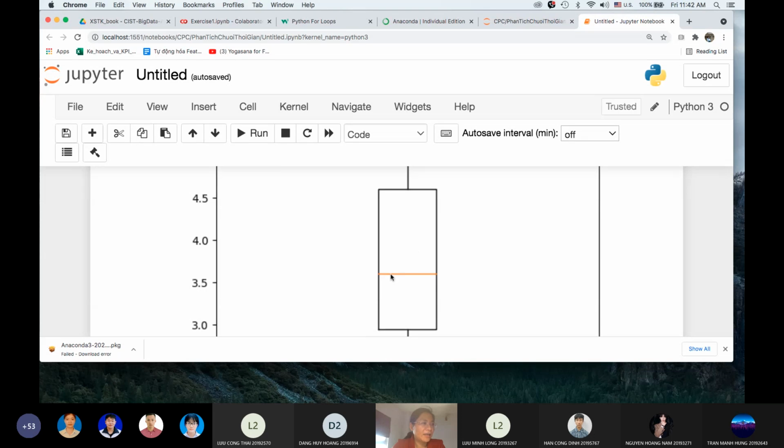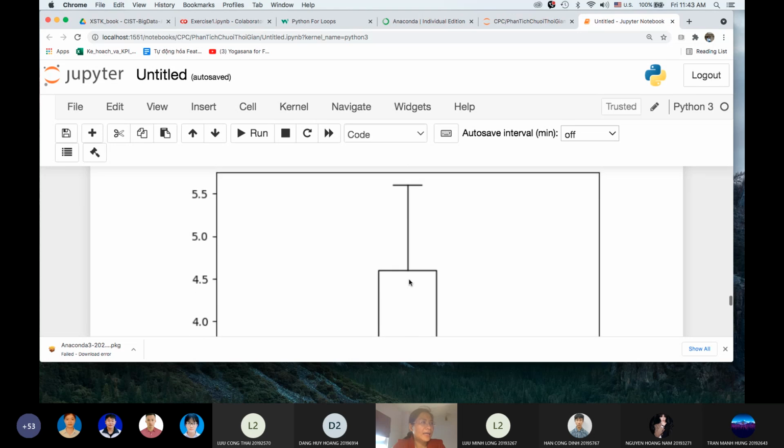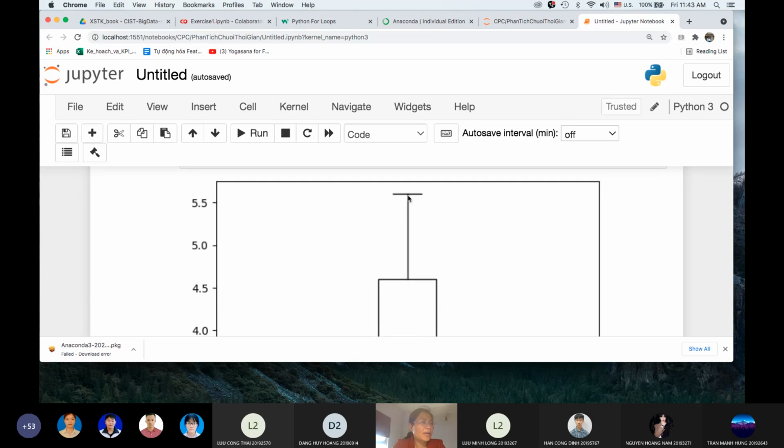And here's the median. Okay, so if the box is long, it means the variance is large. If the box is short, it means that the variance is small. So when we see the box, we can tell whether the sample variance is big or small. And from this point to this point is the maximum, the quantile 100. All of the data is smaller than the maximum.